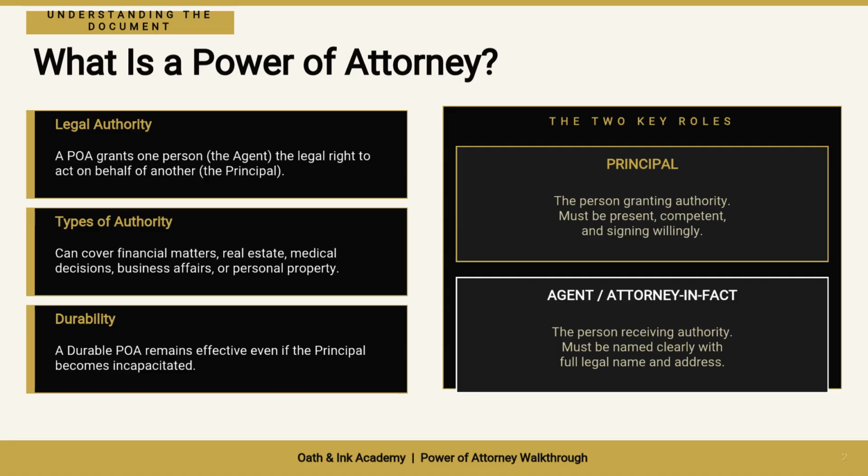Before we touch a single field on this document, let's make sure we fully understand what a power of attorney actually is, because clarity here changes everything. First, the power of attorney is a legal document that grants one person, the agent, the authority to act on behalf of another person, the principal. Think of it as a legal handoff of decision-making power. Next, that authority can be broad or narrow. It can cover financial accounts, real estate transactions, medical decisions, business affairs, or personal property. And the checkboxes on this document let the principal choose exactly what they're authorizing.